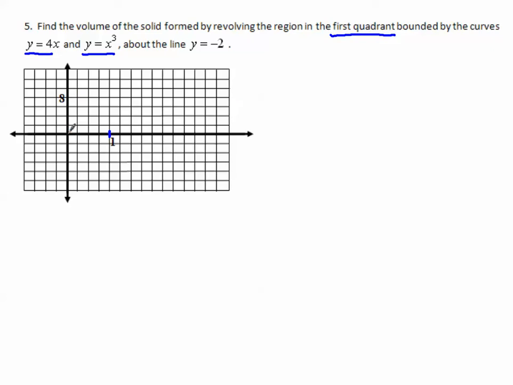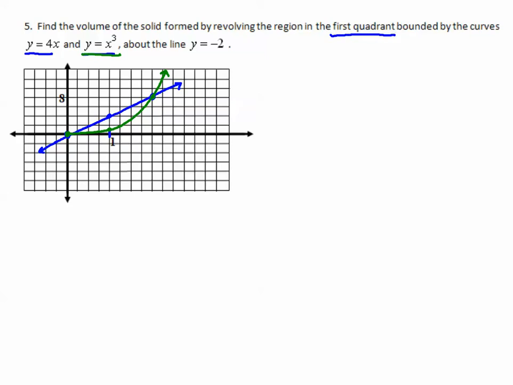So if I start with y equals 4x, the y-intercept is at 0, and then the slope is 4. So up 4 over 1 takes us to here. Up 4 over 1 takes us to here. I can graph more, but this really will be the only part of my line that I'm going to need. Okay. y equals x cubed, starting at 0, 0. 1 cubed is 1. 2 cubed is 8. So we get this. Again, I could graph more, but they only asked for the region in the first quadrant.